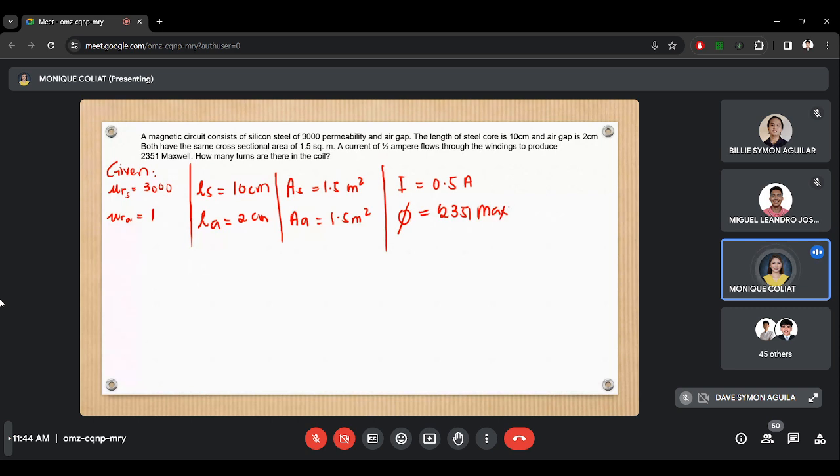So, ayan. Dapat alam ninyo kung ano yung binibigay sa inyo. So, walang sinabi na flux density, pero may binigay naman na unit. So, ano ba yung Maxwell, di ba? Flux yon, di ba? So, 2,351 ang flux natin. Okay, so, how many turns are there in the coil? So, N daw ang hinahanap. Okay, so, using this given, ano yung naiisip ninyo na formula na pwede nyo gamitin? Okay, so, N ang hinahanap.